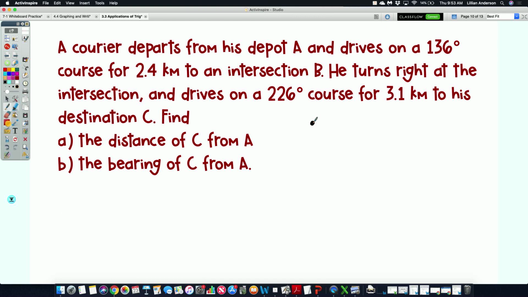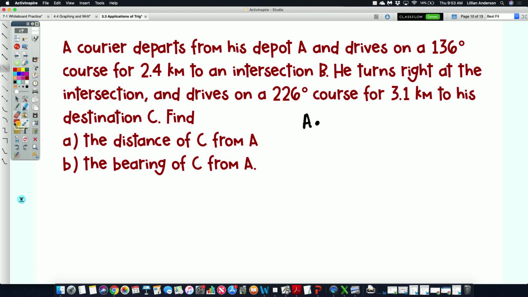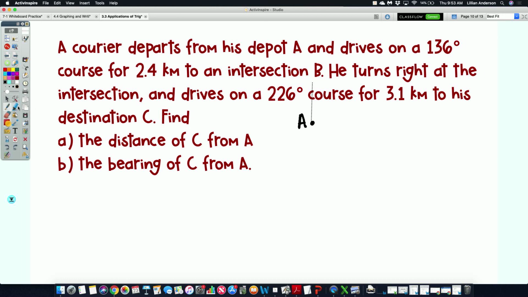He starts at some point A, right? Then he drives on a 136-degree angle course for 2.4 kilometers to B. So this is a bearing, which means that from your north direction, heading southeast, basically at a bearing of 136 degrees, he's heading to point B. So this angle right here is 136 degrees.